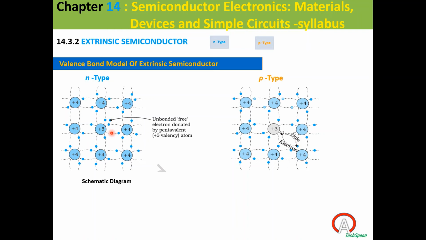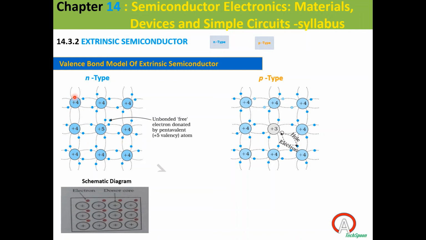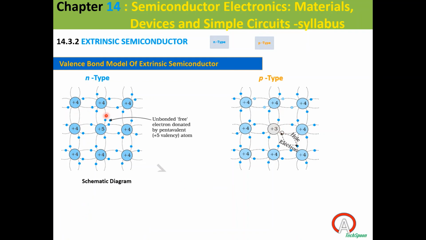Okay. Now we have a schematic diagram. When we come to the next level of study, we will be studying the PN junction diode. In that case, we will be dealing with the schematic diagram, not drawing this figure. Before that, since this pentavalent impurity is donating an electron, we will call it a donor atom.